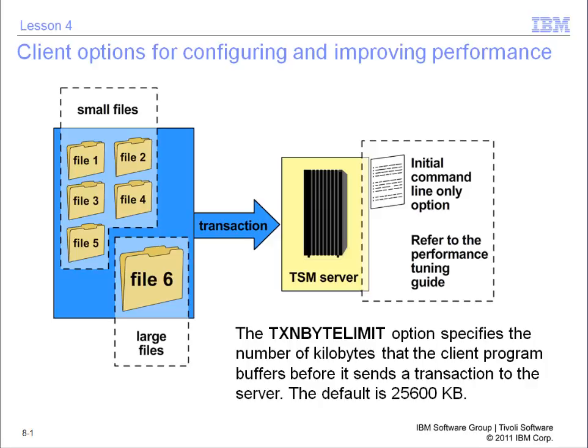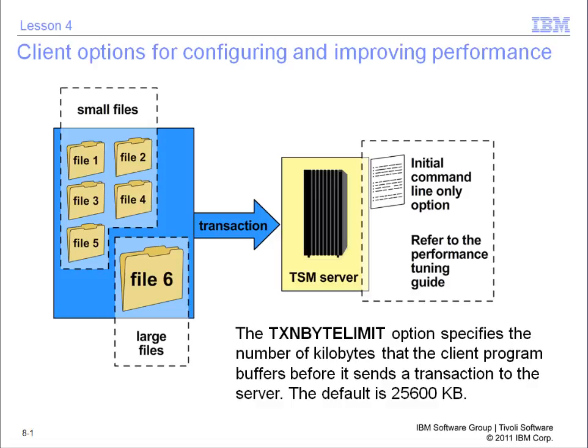Lesson 4, Client Performance and Options. Up until now we've looked at our dsm.op file, for example communication methods, how to set up communication between the client and the server. We've talked about domains. Now we're going to talk about options that are used to tune performance.